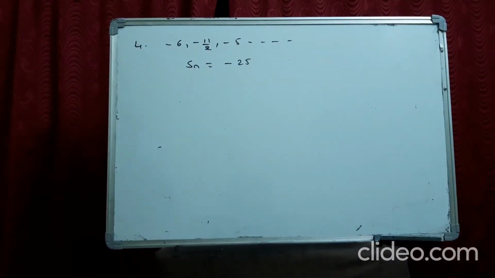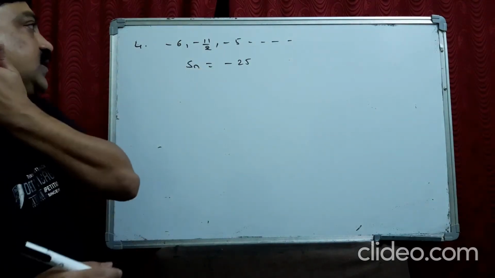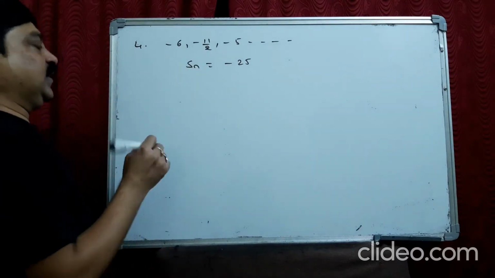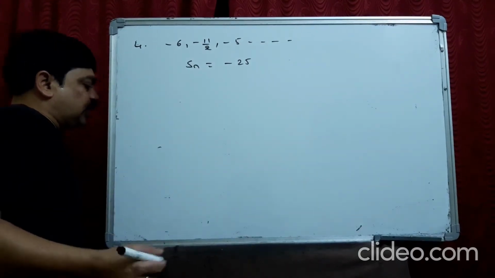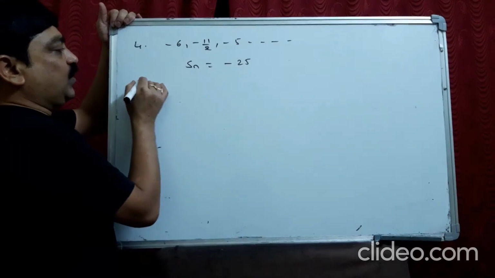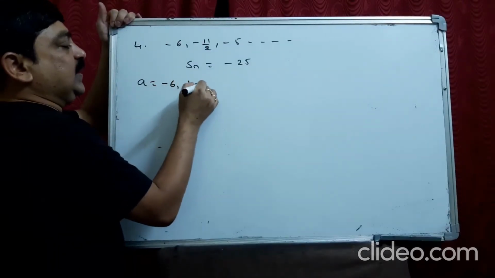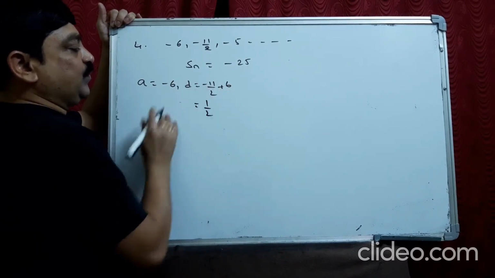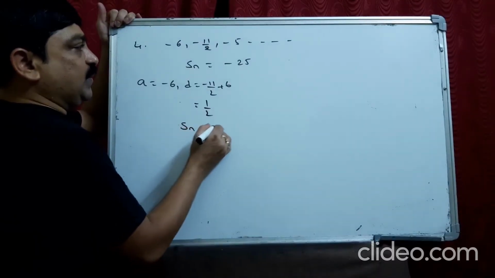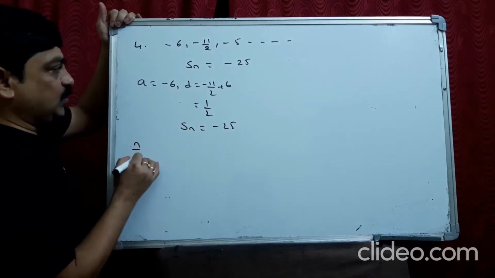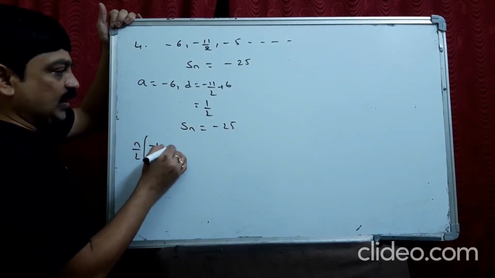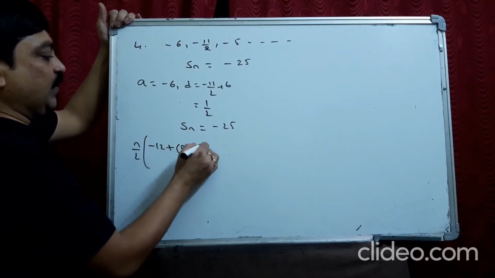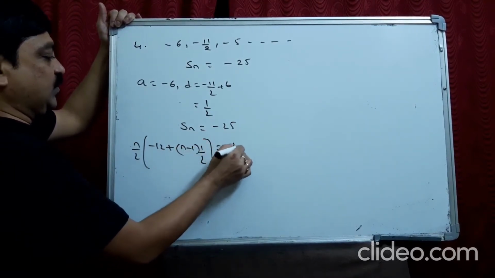See, in the fourth question, they have given a series and you are asked to find out the number of terms n, and Sn is given here. How many terms? So n you have to find out. First of all, write down A is minus 6, D is minus 11 by 2 plus 6, 12 minus 11, 1 by 2, and Sn is equal to, let us apply the formula Sn, n by 2 of 2a plus n minus 1 into D, is 1 by 2. Sn is minus 25.